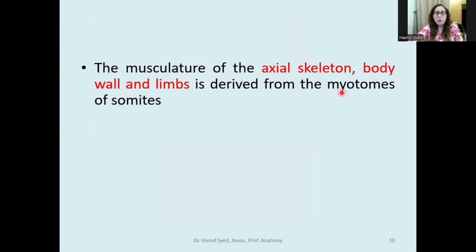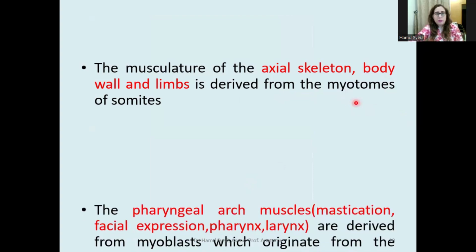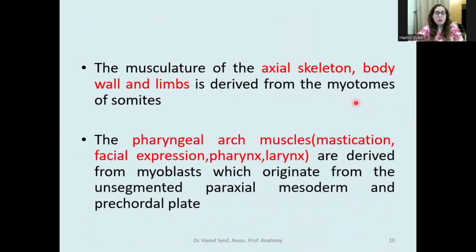Now, which part of the somites? The myotomes. Whereas the pharyngeal arch muscles, those are the muscles of mastication, that is the chewing movements, facial expression, the pharynx and the larynx. These are all derived from those myoblasts which originate from the unsegmented paraxial mesoderm and precordial plate. So the unsegmented paraxial mesoderm is going to form these pharyngeal arch muscles.